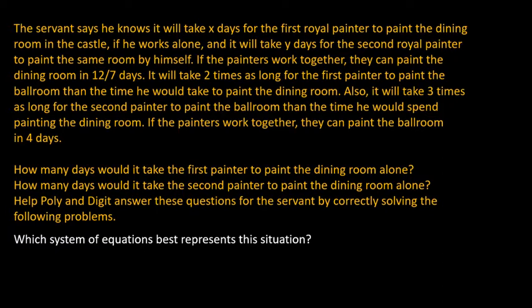You've encountered them before. They're of the template: if person A can paint a fence in 2 hours and person B can paint a fence in 4 hours, how long will it take them to paint the fence together? Those are called work problems, and that's what we've got here. We're talking about two different painters and the time it takes for them to paint a dining room together and the time it's going to take for them to paint a ballroom together.